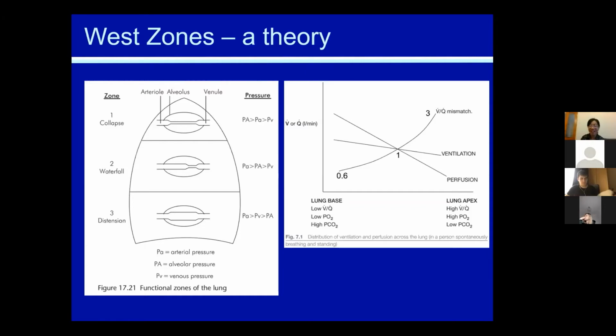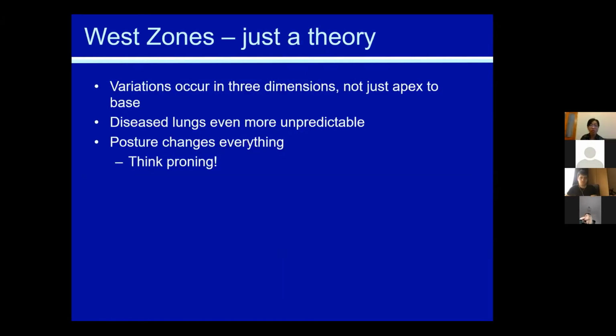Anyway, like I said, West zones are just a theory. In real life, the variation isn't just from top to bottom, it's actually in 3 dimensions all the way around the lungs. If you've got diseased lungs, if you've got emphysematous lungs, you've got bullae, you've got bits of consolidation, again, all of that goes out of the window. And if you're standing up, that's different from when you're lying down, it's different from when you're prone, it's different from when you've got your patient on either side, the right and left side.